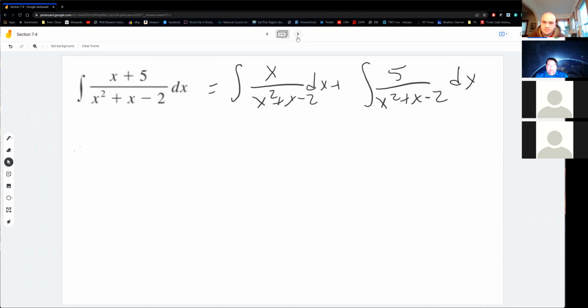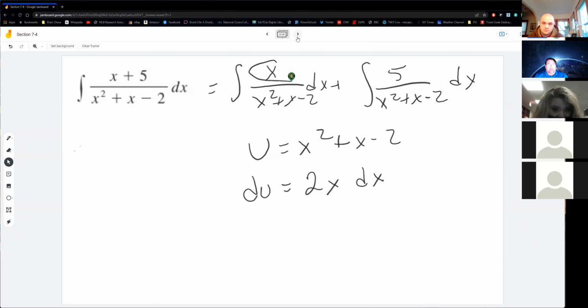So wait, why couldn't you do it with the second part? Because I can't make the bottom u. Because if I make u x squared plus x minus 2, du is 2x dx. And I don't have an x in the second one to do it. The first one, I have the x and the dx right there that I can do. But in the second one, I don't have the x. So the problem comes in is like, okay, I've got to come up with some other way to do this.